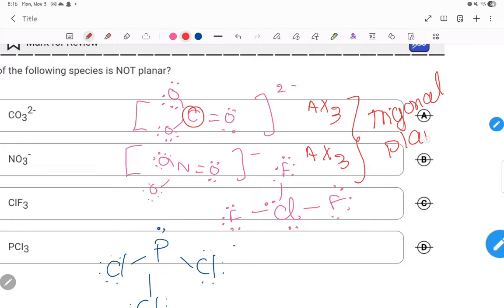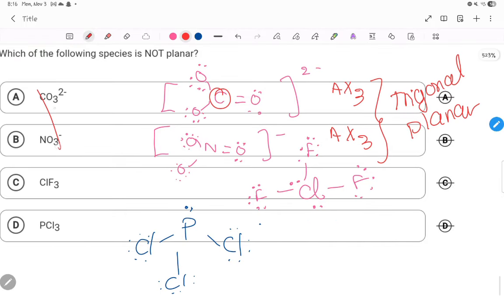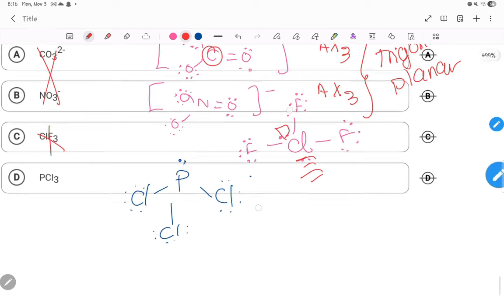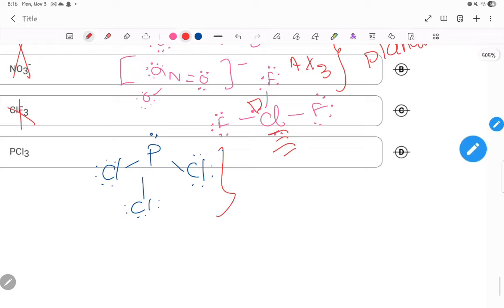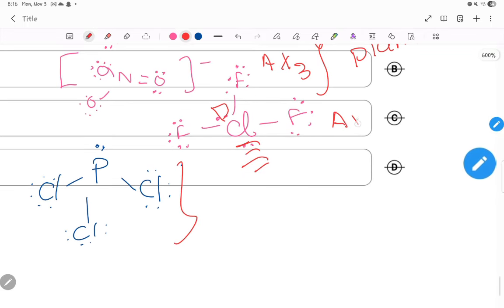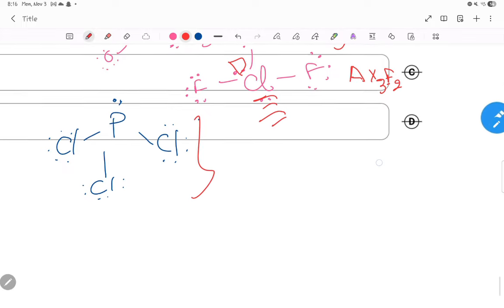Now, ClF3, it is T-shaped, but pay attention, it has some atoms behind the plane and in front of the plane. What does it mean behind the plane and in front of the plane? That means there is a plane. So if there is a plane, you cross it out. Now, what's the last thing we have? It's this shape. Sorry, I forgot to name this shape. This shape is AX3E2, which is the T-shaped, okay? And it has atoms behind the plane and in front of the plane. So that's why it is planar.